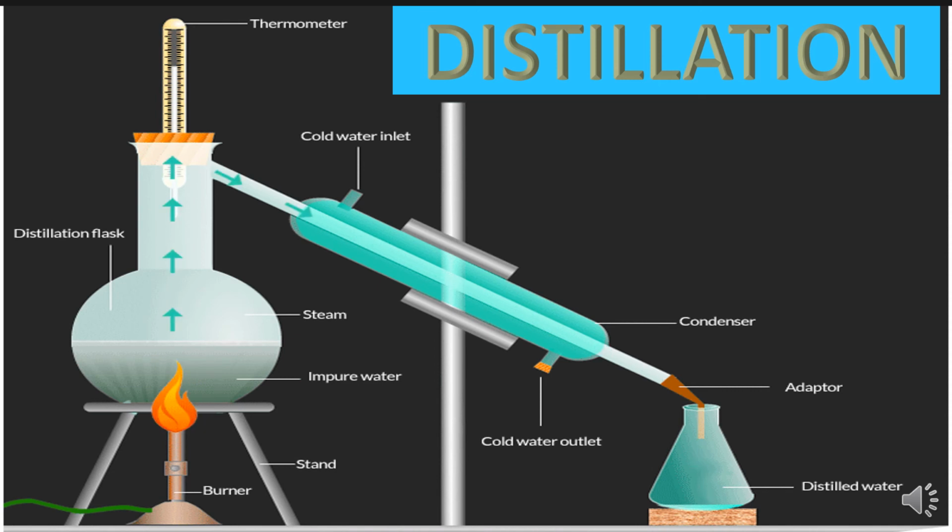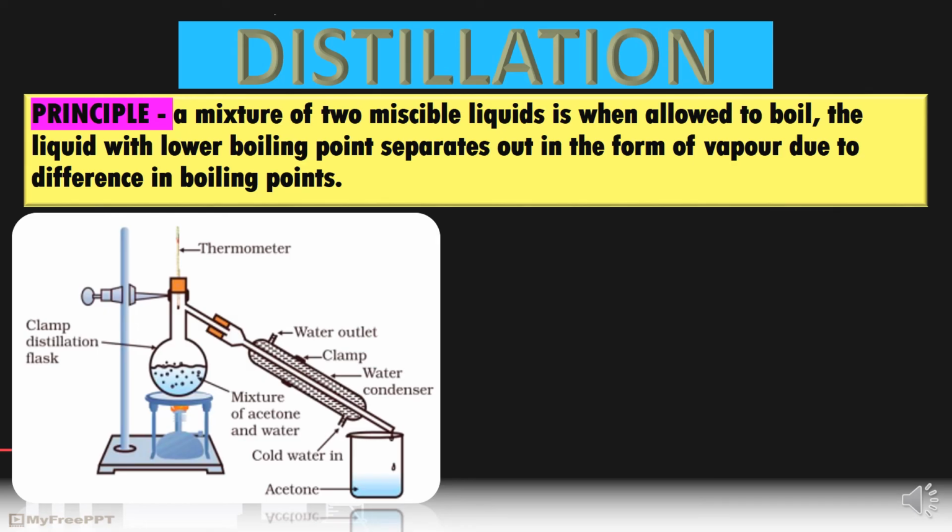So in the diagram, you can see the distillation of water, how distilled water is obtained, leaving behind all other impurities which are not boiling with water. This type of water obtained by distillation is called distilled water. The simple distillation process is based on the principle that when a liquid mixture is allowed to boil, the liquid with lower boiling point separates out in the form of vapor, which when passed through the condenser gets converted into pure liquid.